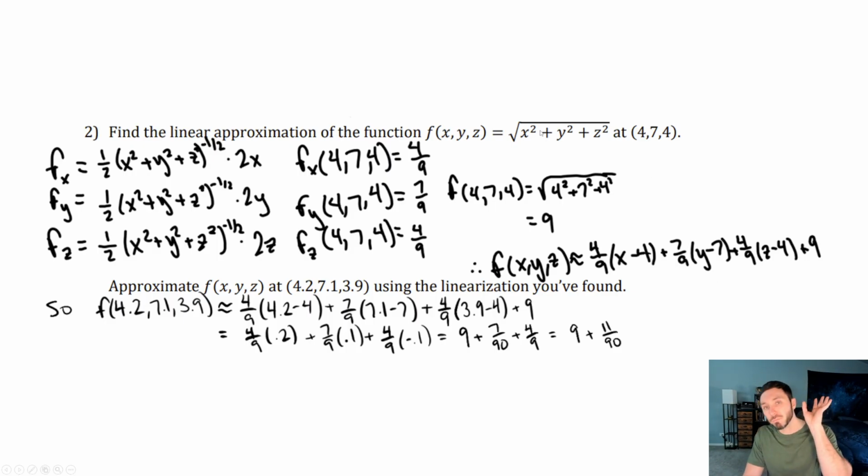If we ever have a really messy function here and you don't want to just crank out numbers over and over again, you can use linearization to save some computation work.